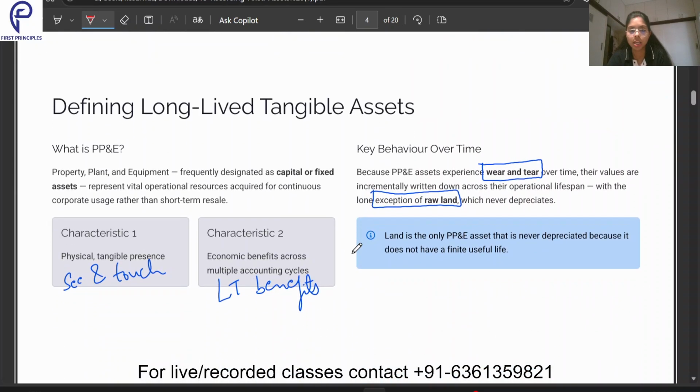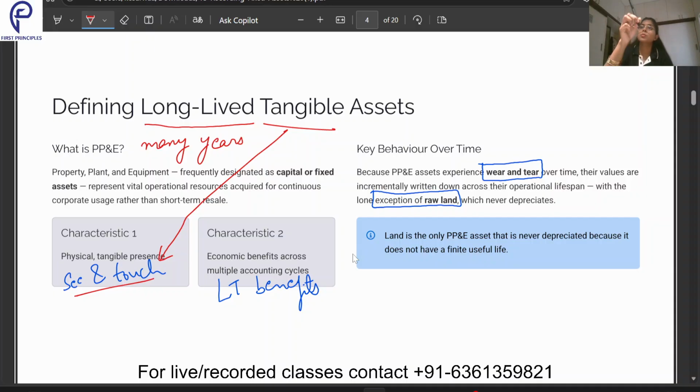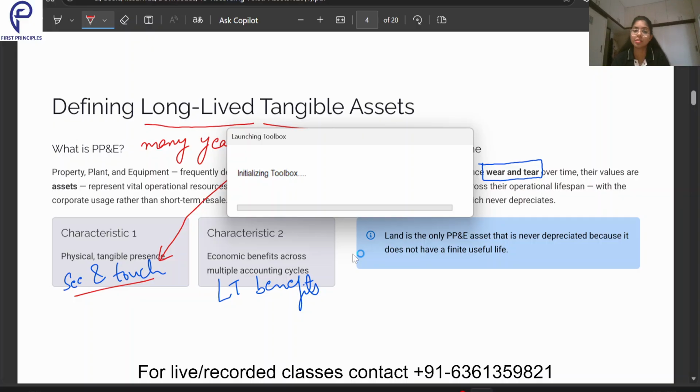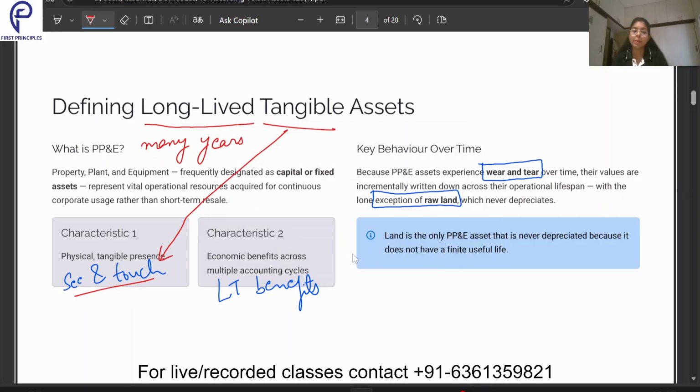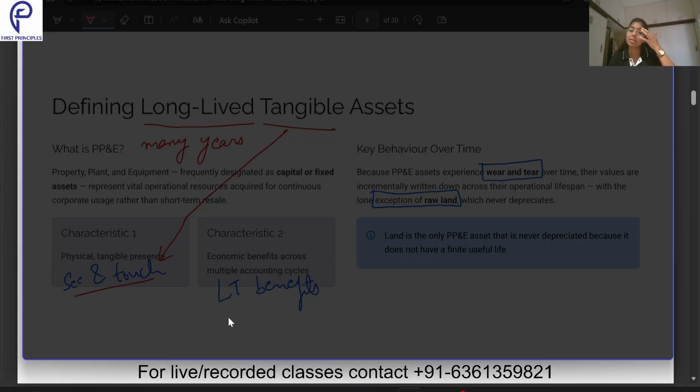Now, what is the definition of long-lived tangible assets? As the name says, long-lived: it's going to be there for many years. Tangible assets means anything you can see and touch, like this particular pen tab. But is goodwill a tangible asset? No, we cannot see and touch it. Patents, copyrights, trademarks, are these tangible assets? No, not at all.